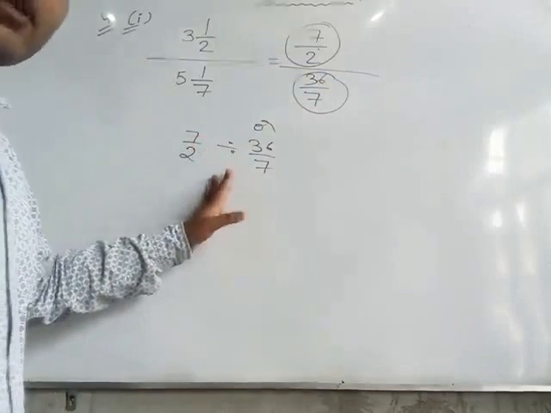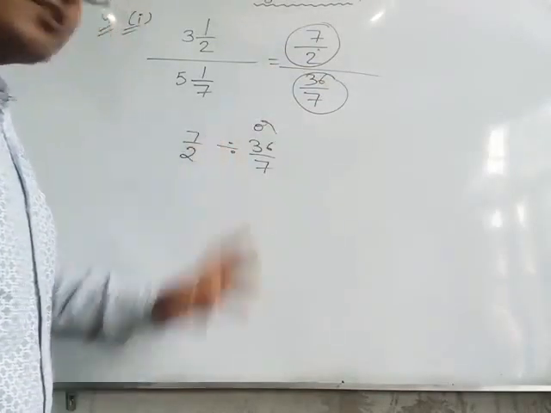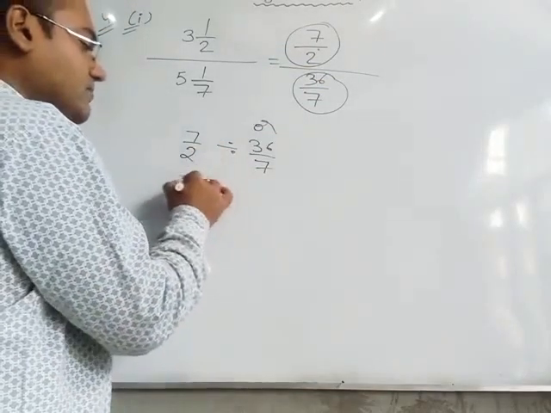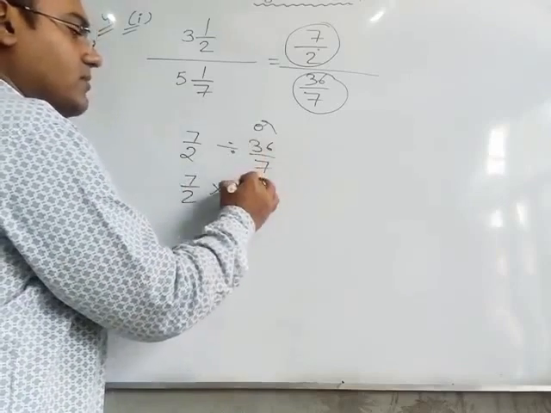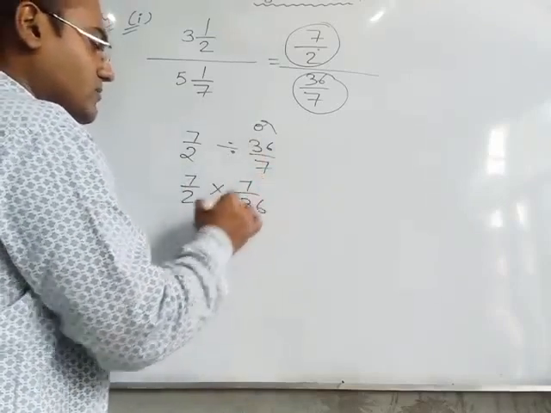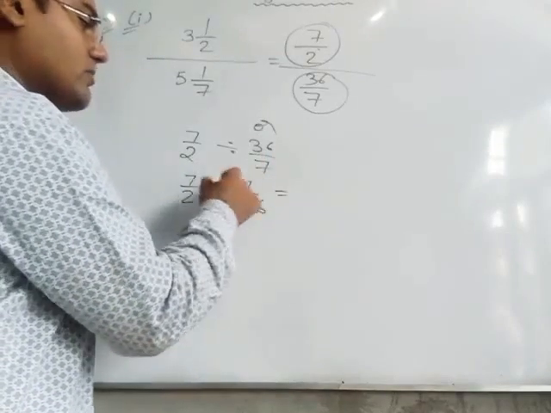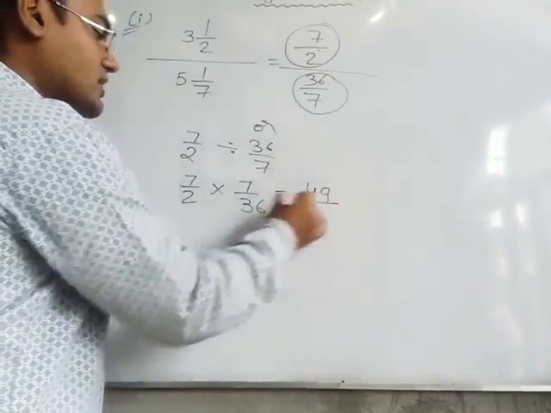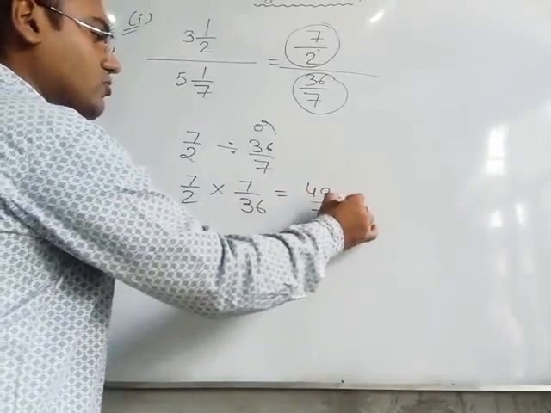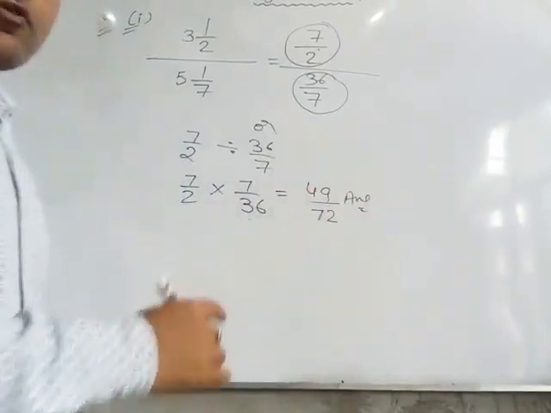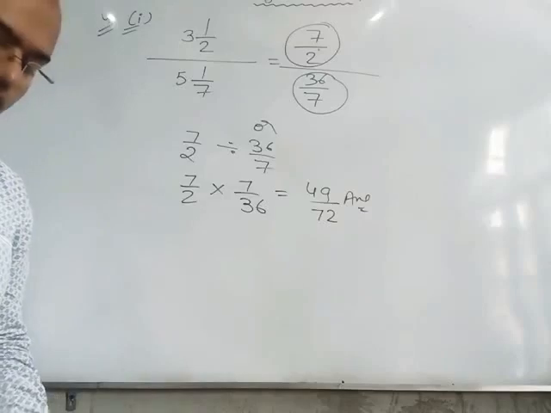Now you know very well what you have to do here. This divide sign we will convert into multiply, and the right side number we have to take the reciprocal. Now nothing is getting cancelled here with the same table, so we will multiply. 7 7s are 49, 36 2s are 72. So the final answer is 49 upon 72.